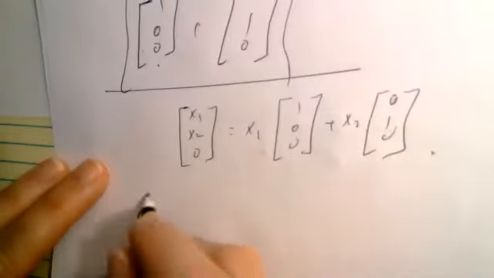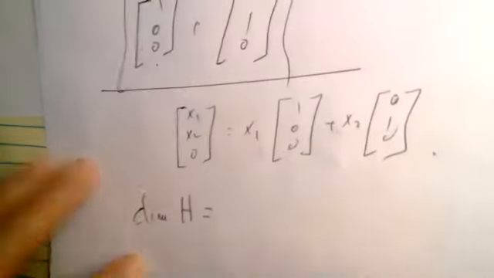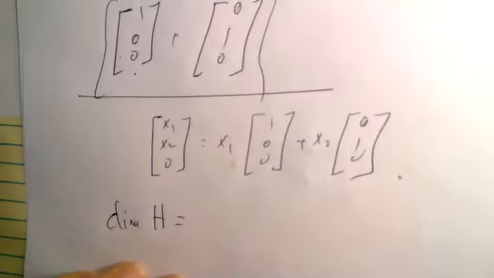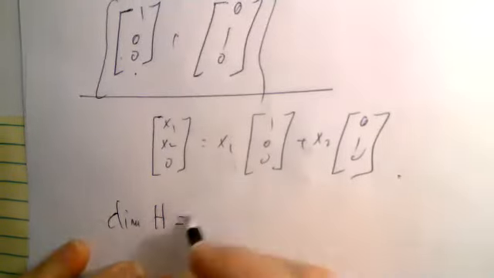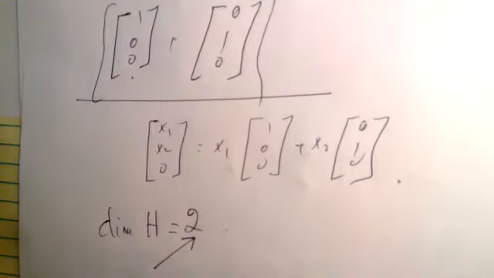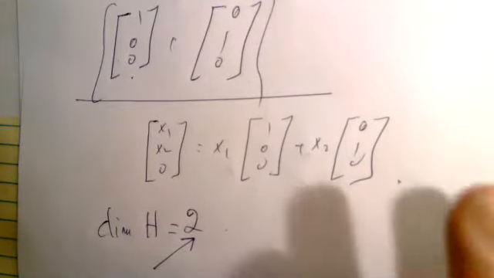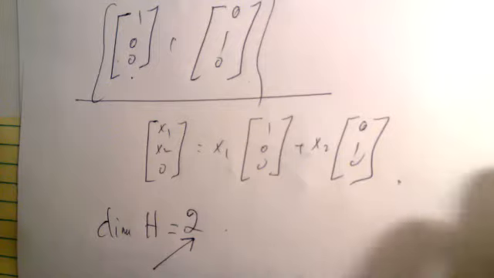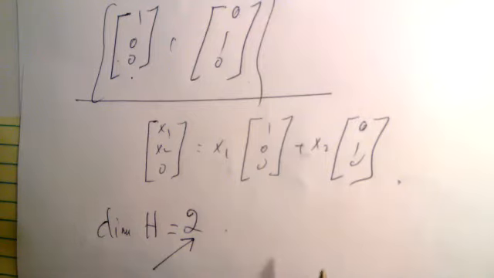And now what's the dimension of H? 2. That's the dimension. And it really follows our intuition. The dimension of H is 2. So we call H a subspace of dimension 2 in R3. It's not R2. It is in R3, but we say it's a subspace of dimension 2 in R3. It means 2 vectors are needed to span all of H.